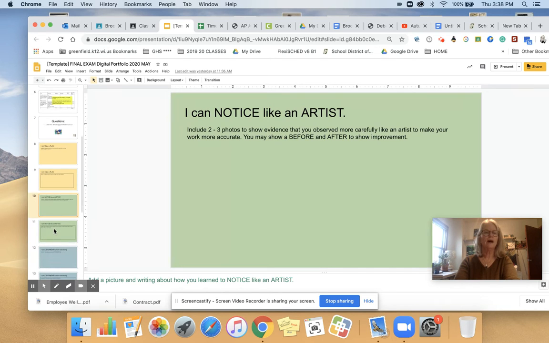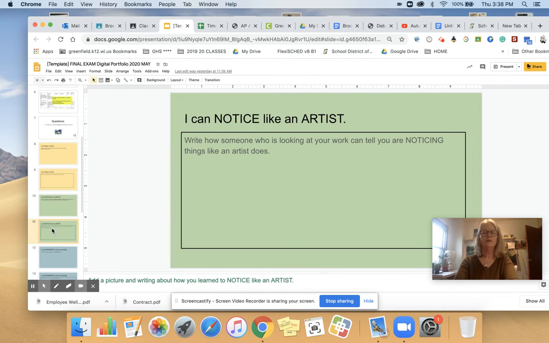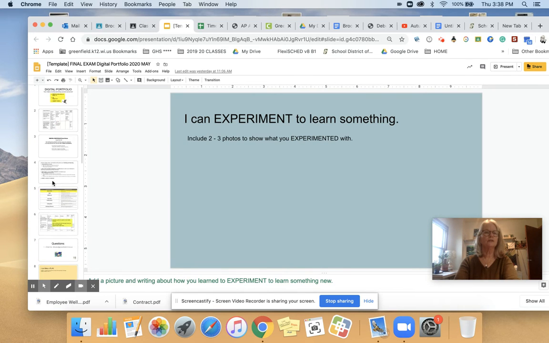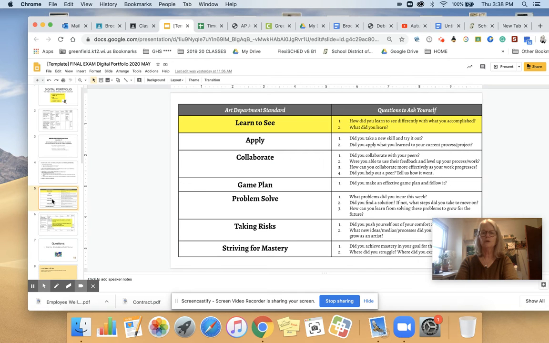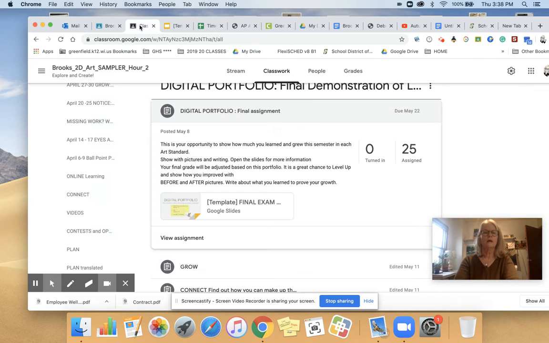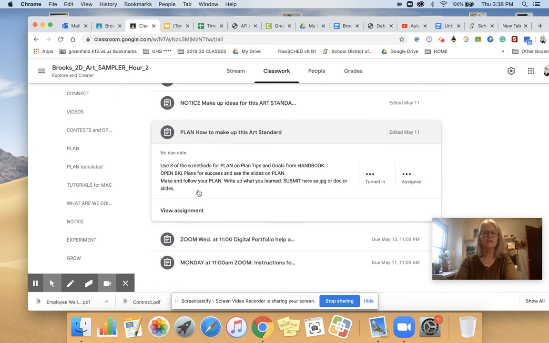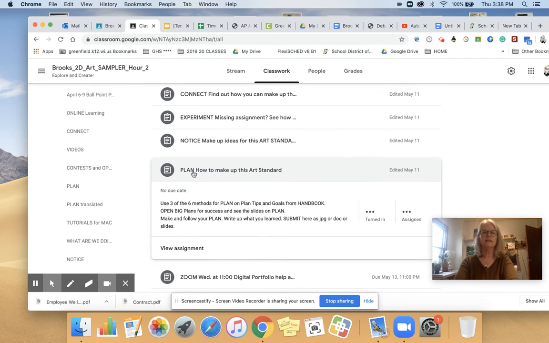So each of the 5 art standards that we learned in class and online has 2 slides, one for the photo and one for the writing. If you're not sure what to write about, again, you can go back and answer some of these questions to talk about your work, or you can also look on digital portfolio here for grow, connect, experiment, notice, plan. Pop those open. Those are things that were in your handbook if your class had a handbook.